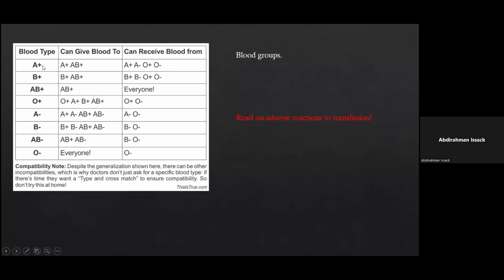As well, when you give blood groups that are not compatible, there will be transfusion reactions. There are various types as well. You can read about them: the immediate, the delayed, the immunological, and the non-immunological.